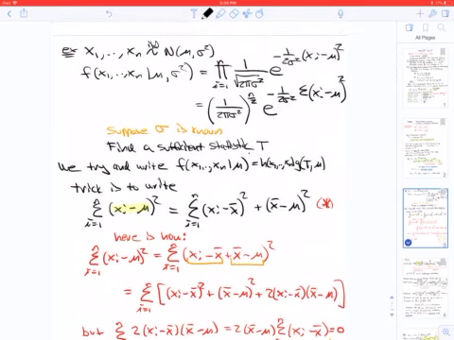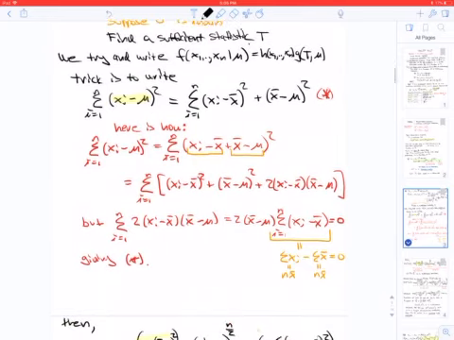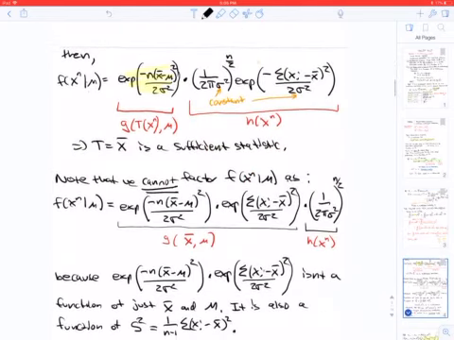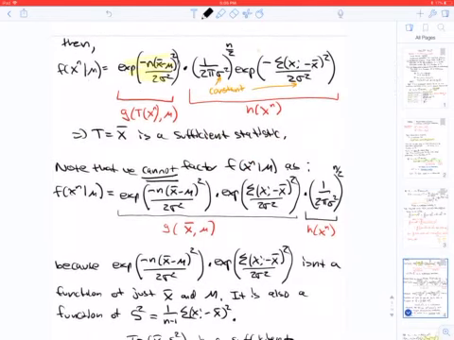So here's a good example of the factorization. Say that I have x1 to xn IID normal, and sigma is known. So applying some algebra tricks here, we can write the likelihood this way, and we have the following factorization. And you can see here that x bar is a sufficient statistic.